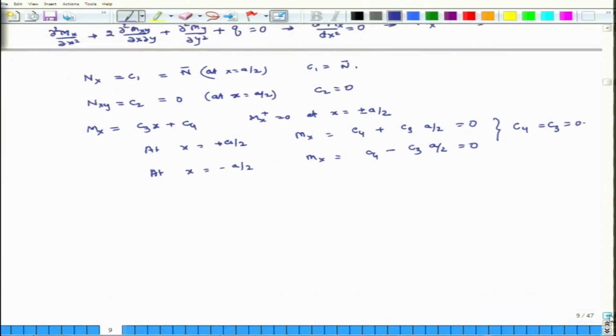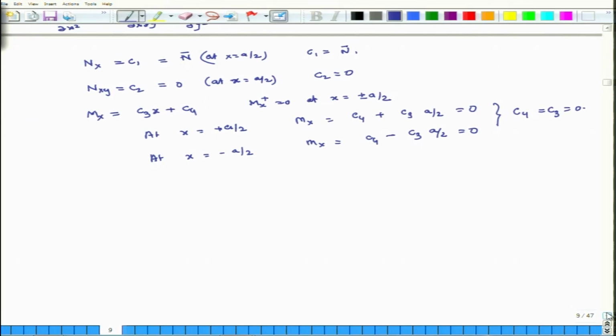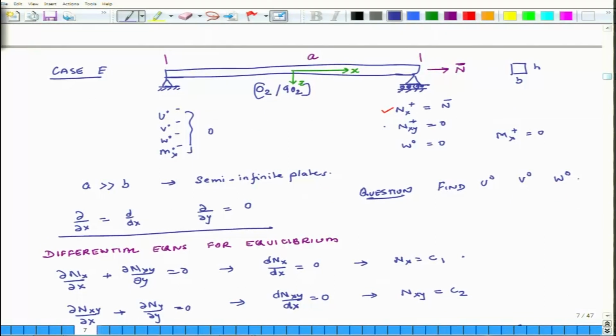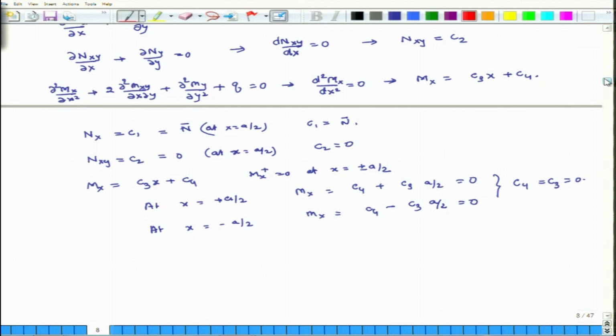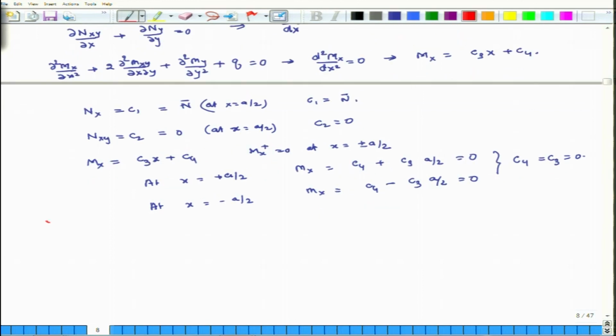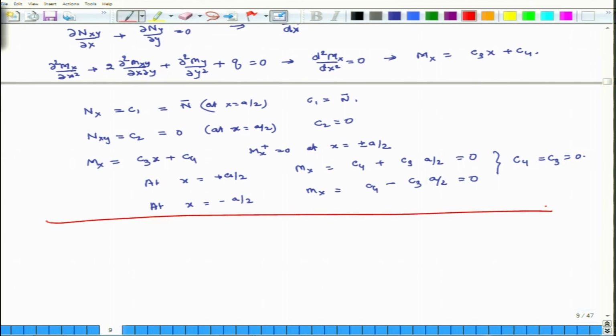Okay. So, which boundary conditions have we applied? We have applied the boundary conditions on Nx, on Nxy, on Mx plus and on Mx minus. We have applied 4 boundary conditions. 4 boundary conditions are still remaining to be applied. So, after we are done with these 4 boundary conditions, what we are left with is Nx is equal to N bar, Nxy is equal to 0 and Mx is equal to 0.